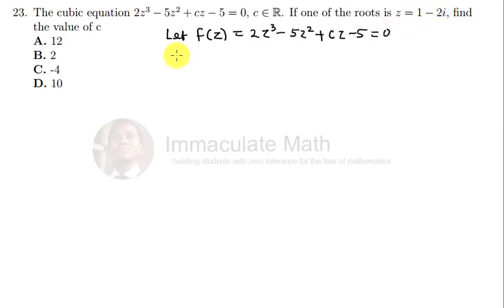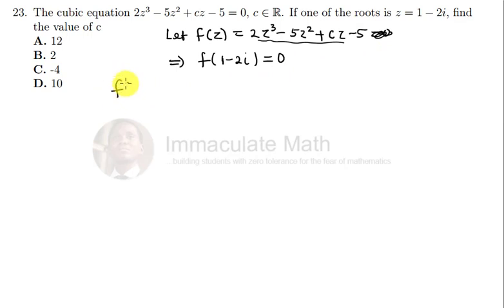So what does that imply? That implies that f of 1 minus 2i must be equal to 0. That is, if we substitute 1 minus 2i directly into our f of z, it must give us 0. Now if we do that, let's try to substitute it.